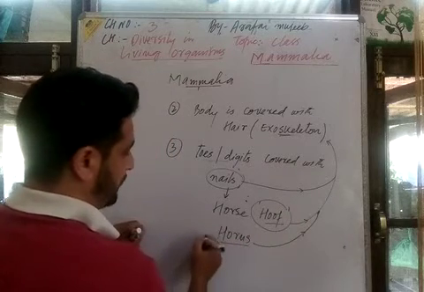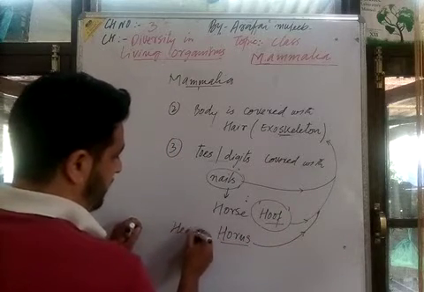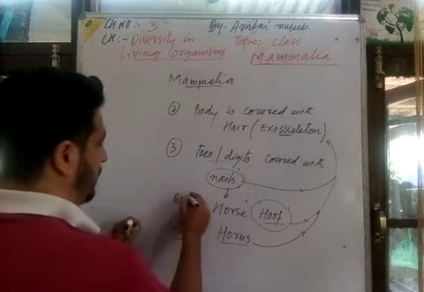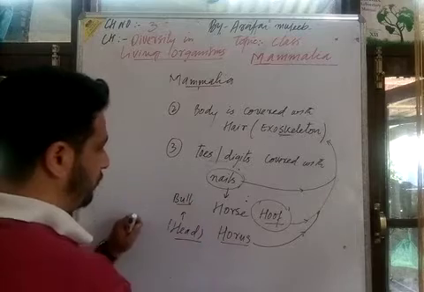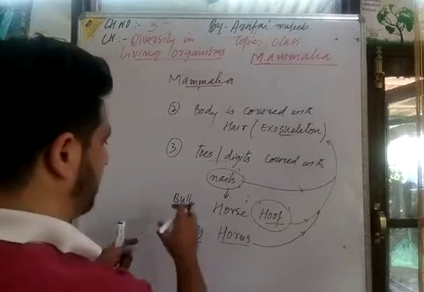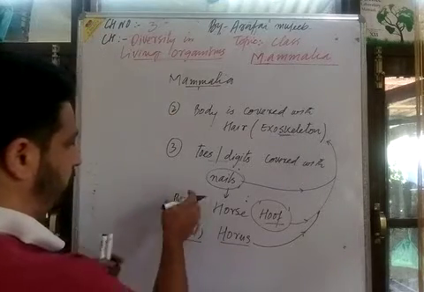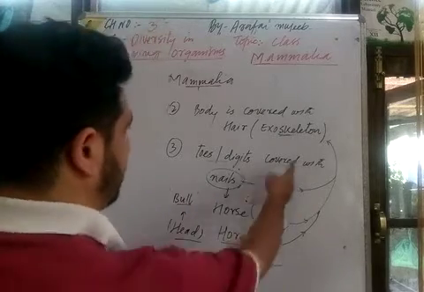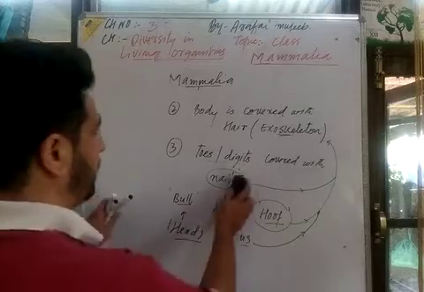They have horns on the head part, as we see in the bull. इनमें हम देखेंगे बहुत सारे ऐसे भी है जिनमें ये horns होते हैं. This is also a part of the exoskeleton.